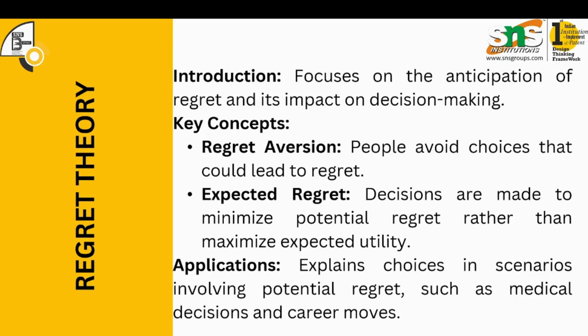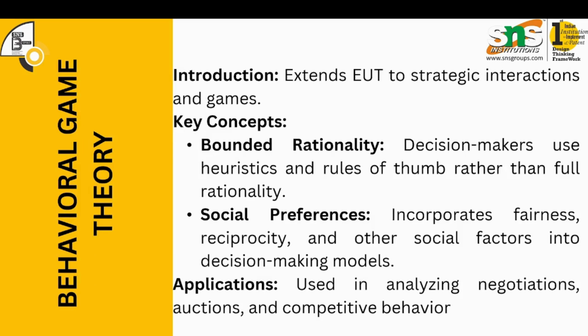The next theory is regret theory. Regret theory focuses on the anticipation of regret and its impact on decision making. People avoid choices that could lead to regret. We can otherwise put this as regret aversion. Also, people have something called an expected regret. Decisions are made to minimize potential regret rather than maximize expected utility. I take a decision in a way that I would not regret in the future, rather than considering the utility that the decision is going to give me. This theory explains choices in scenarios involving potential regret, such as medical decisions and career moves.